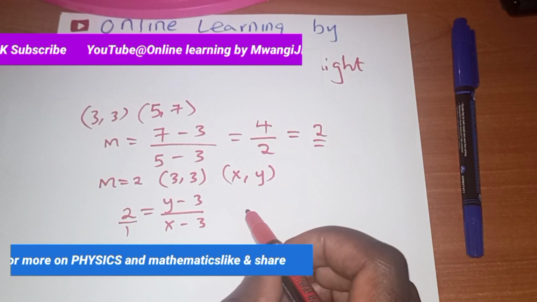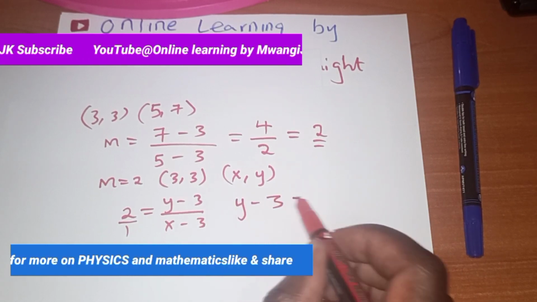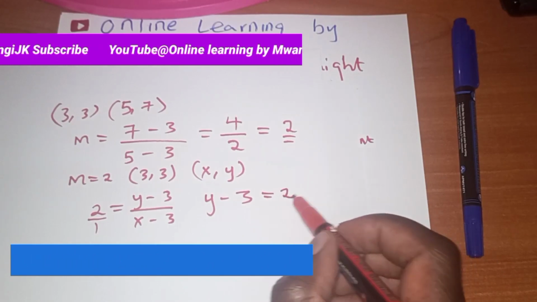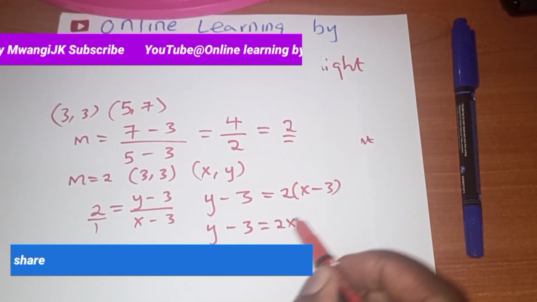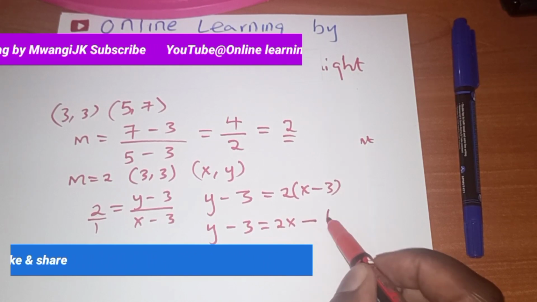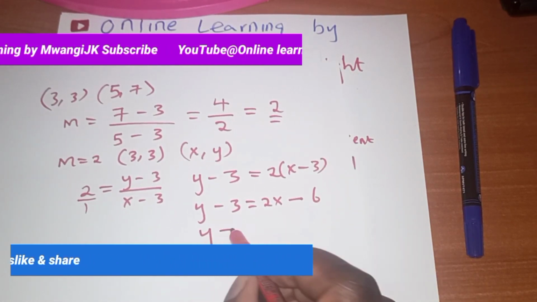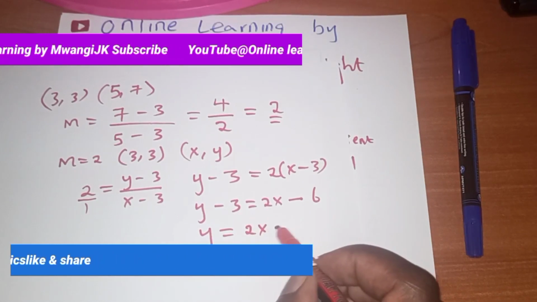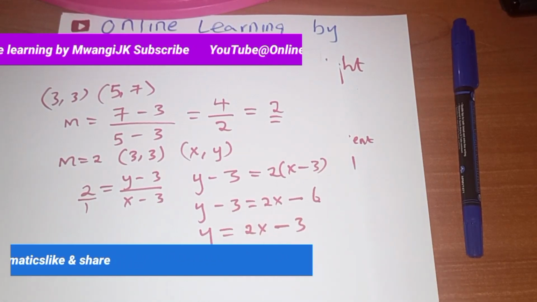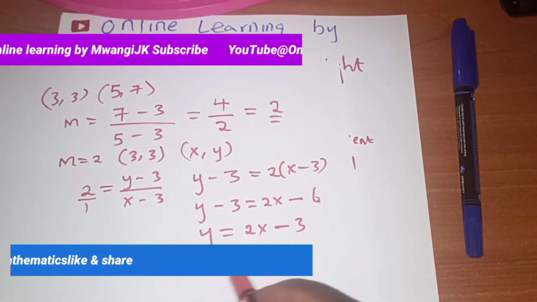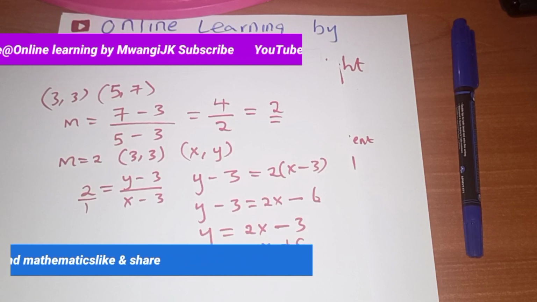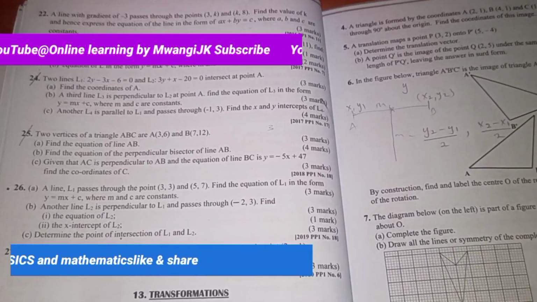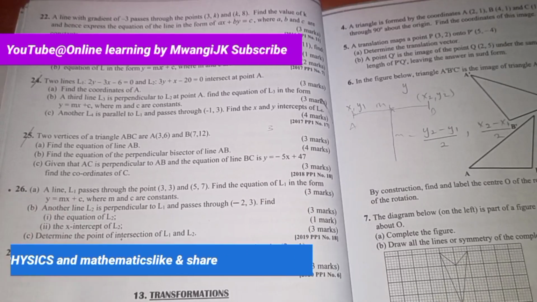So cross multiplying, we get 2 into y minus 3 is equals to 2 into x minus 3. Then we have y minus 3 is equals to 2x minus 6. Collecting the like terms, we get y is equals to 2x minus 3, so minus 6 plus 3 will be minus 3. So this equation is in the form y is equals to mx plus c. And now we have answered the first part, that is asking about the equation in the form y is equals to mx plus c.